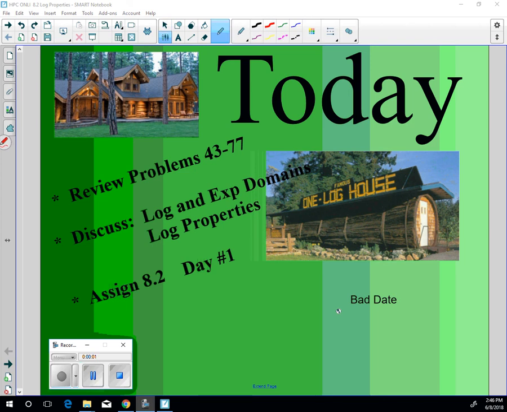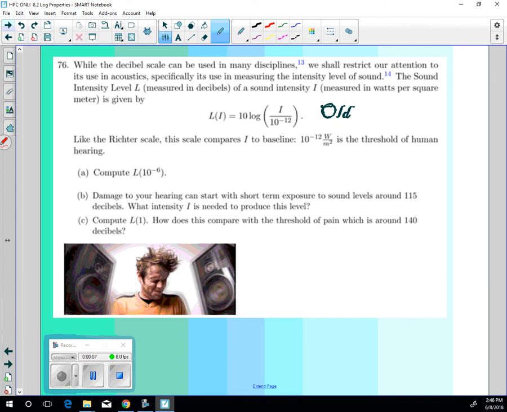In this section we're going to look at the properties of logs and a little expansion on that. I thought I'd do this decibel scale. Decibel is the relative loudness of something compared to the quietest sound you can hear. They call it the threshold of hearing. The quietest sound has 10 to the negative 12 watts per square centimeter.